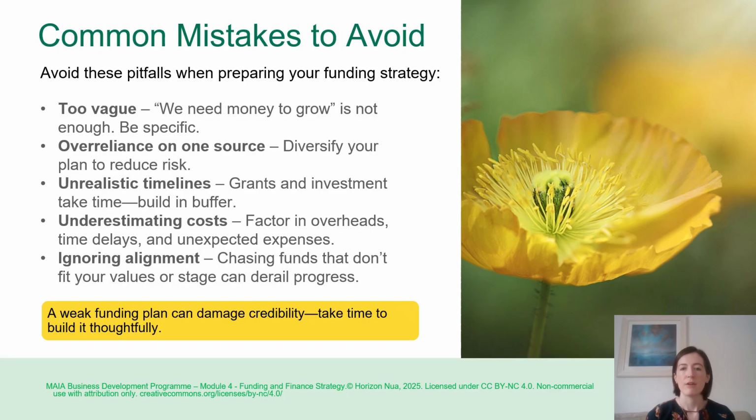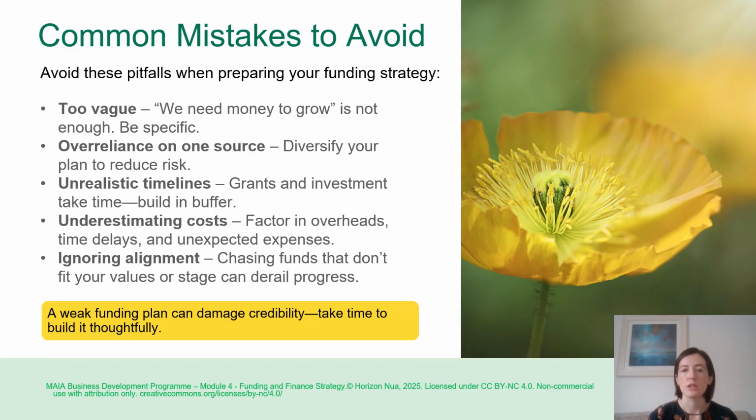As you begin preparing your funding strategy, it's just as important to know what not to do. Avoiding these common pitfalls can save you time, frustration, and missed opportunities. The first mistake is being too vague. Saying we need funding to grow won't convince anyone. Funders need to know how much, why, and what impact their support will enable. The more specific you are, the more credible you become.